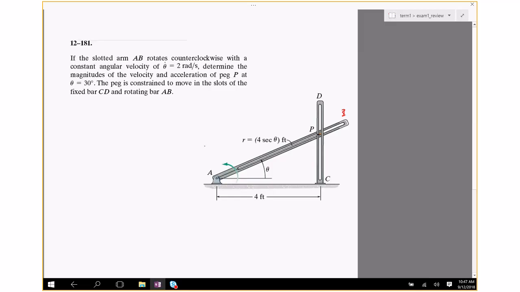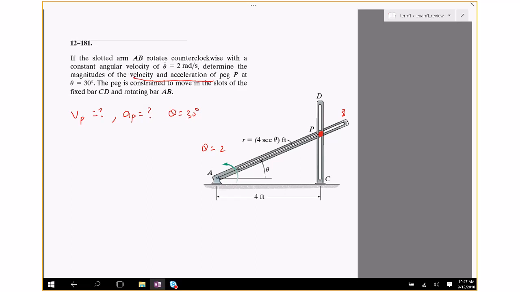Angular speed of theta dot equals 2. Determine the magnitude of the velocity and acceleration of the peg P. Okay, find the velocity of P and acceleration of P at theta equals 30 degrees. The peg is constrained to move in the slots of the fixed bar CD and rotating bar AB. So what's happening here is the bar AB is rotating. It's going counterclockwise. So it's going this way. But the peg is going to move only in the vertical direction. It's not going to move sideways. So find the velocity of P and acceleration of P.